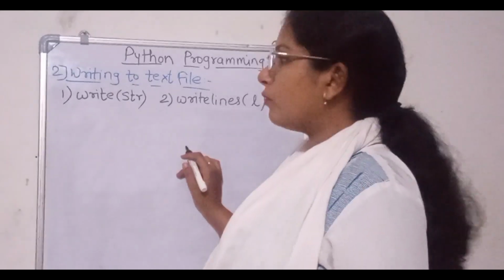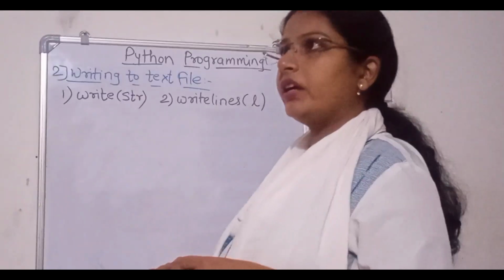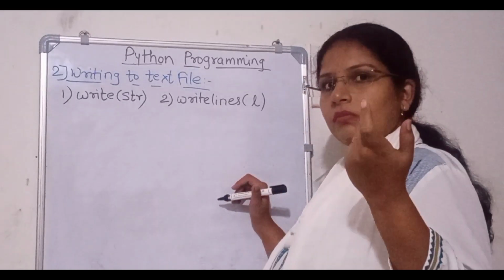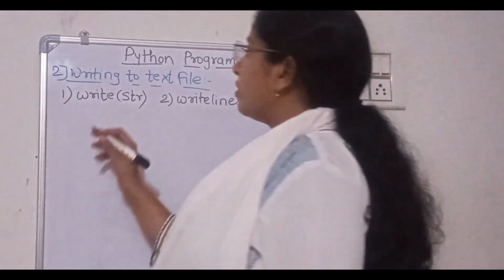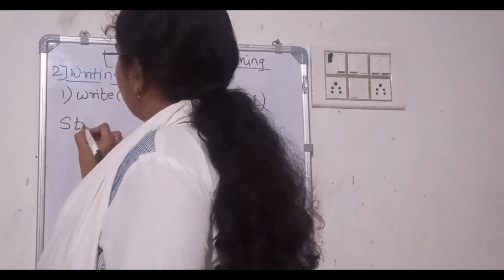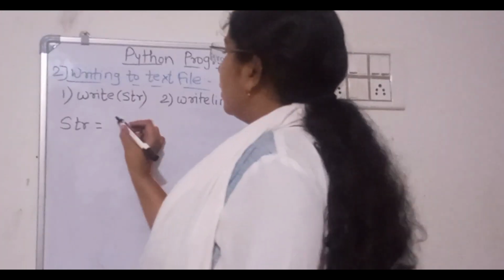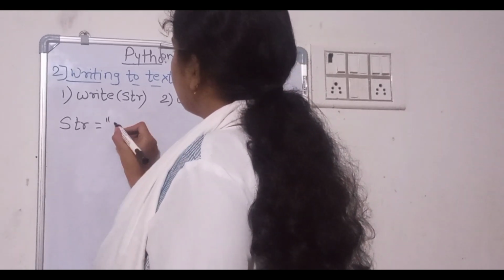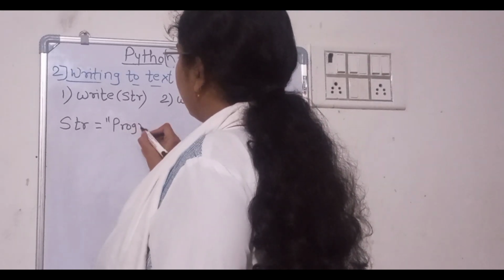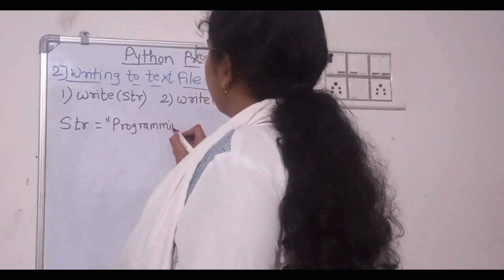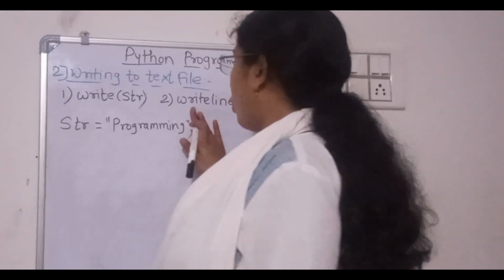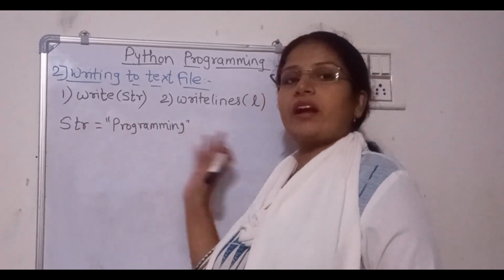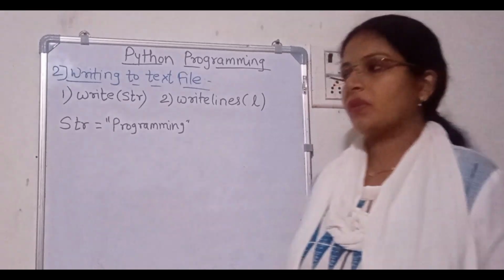So what is the syntax of the write method? Same, but first you need to create the variable for that. For write, suppose I am taking one string. In this string, suppose I have taken one string value, which is programming. This is only one string. You can write the complete paragraph or line, whatever you want. That will be considered and stored in the string variable.